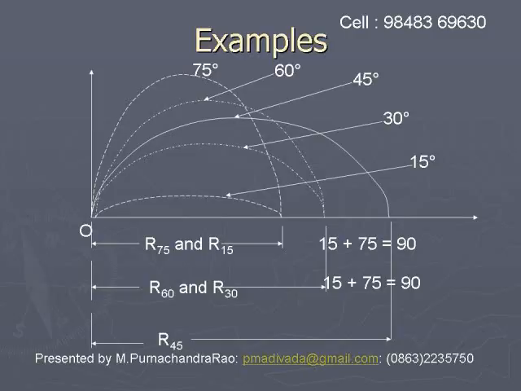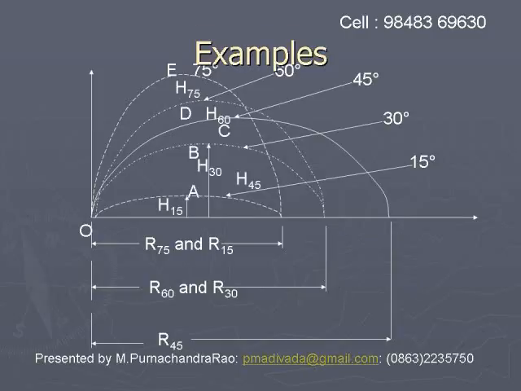By comparing the maximum heights of 30 and 15, what we notice is that the maximum height of 30 is greater than that of 15. The maximum height of 45 is greater than that of 30. The maximum height of 60 is greater than that of 45. And the maximum height of 75 is greater than that of 60. That means the maximum height will be increasing with the angle of projection.